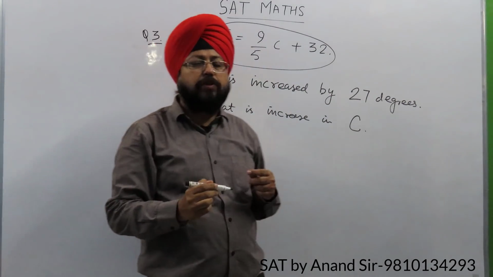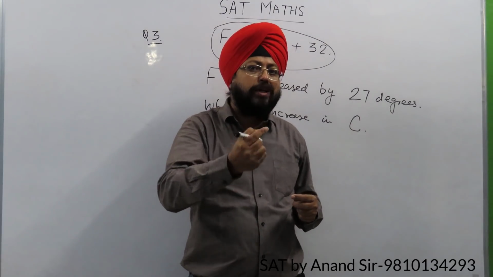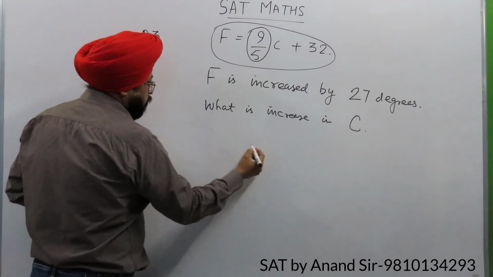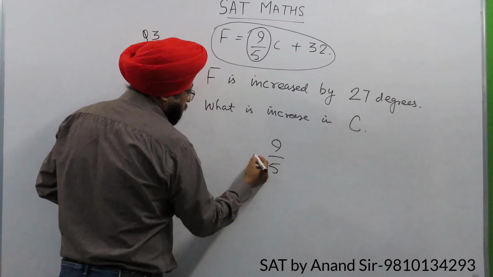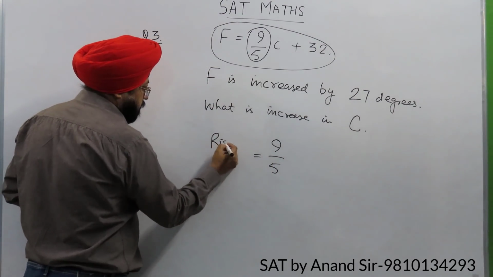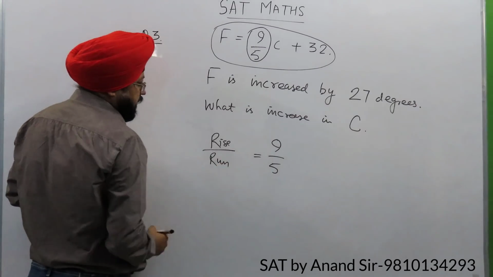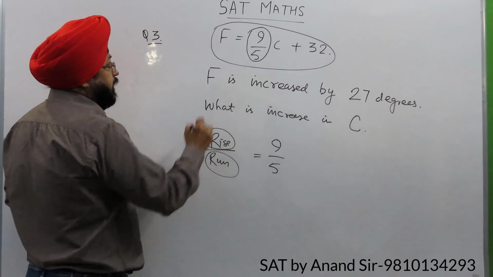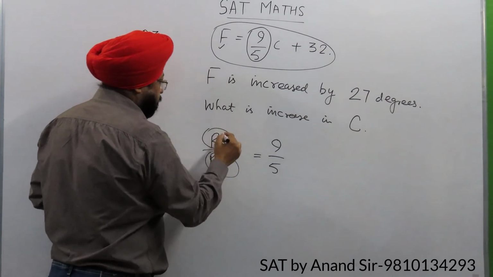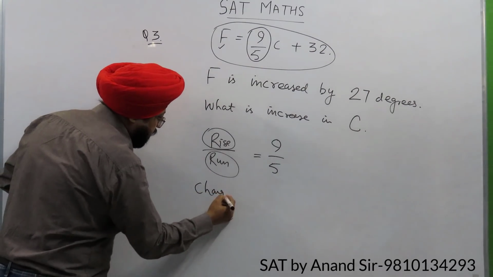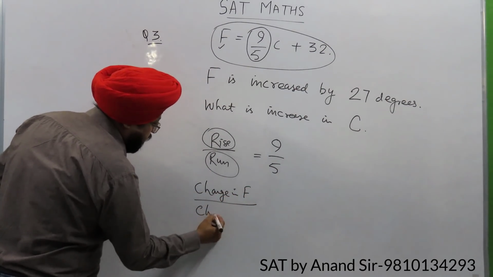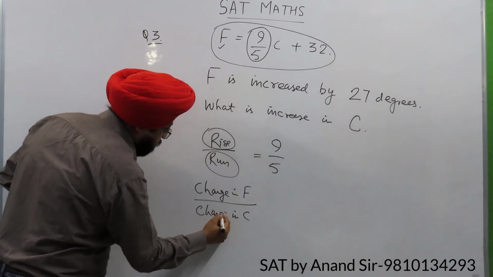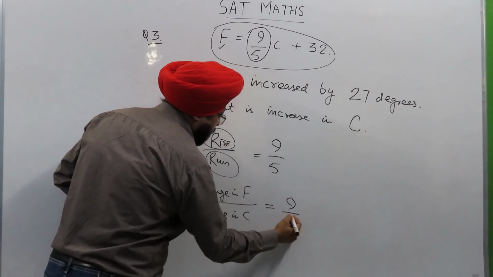So whenever we have a linear function, what are we supposed to do? We are supposed to take its slope. What is the slope over here? 9 by 5. What is slope? It is rise over run, which means change in y over change in x. What is y over here? In place of y I have F. So in place of rise I can write change in F over change in C is equal to 9 over 5.